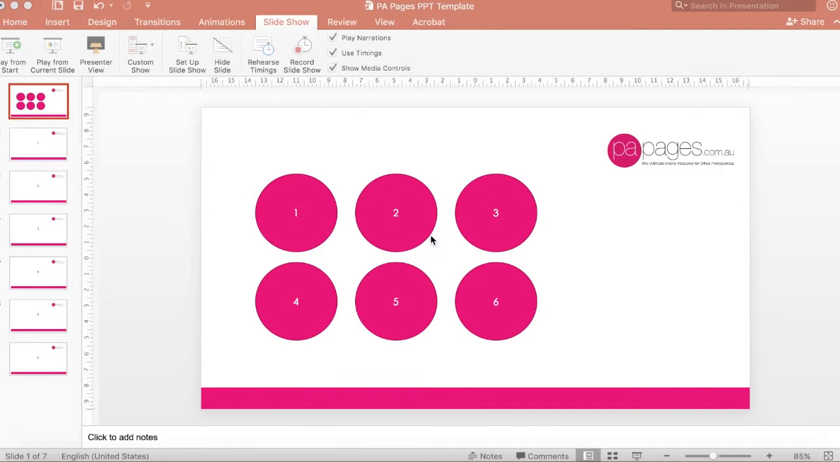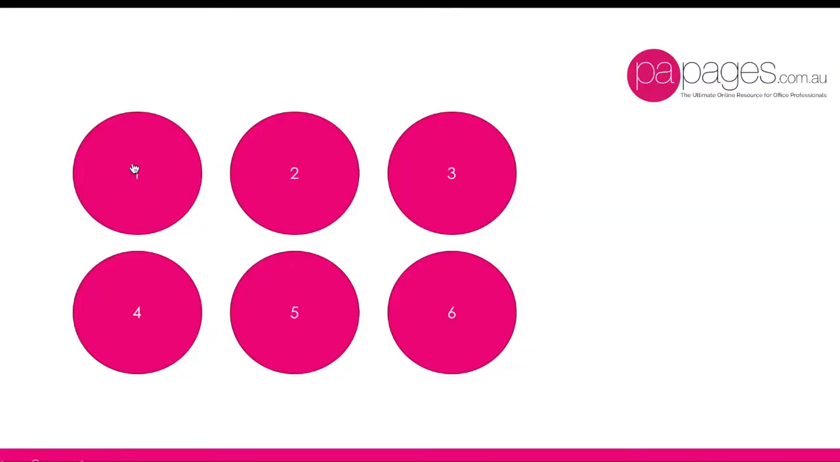To show you what I mean by an anchor point or a button, I've already set up button number one. Once you go into the presentation and click play from start, you'll see here when I hover over it, it turns into a button. So I can click on that and it takes me to slide one.